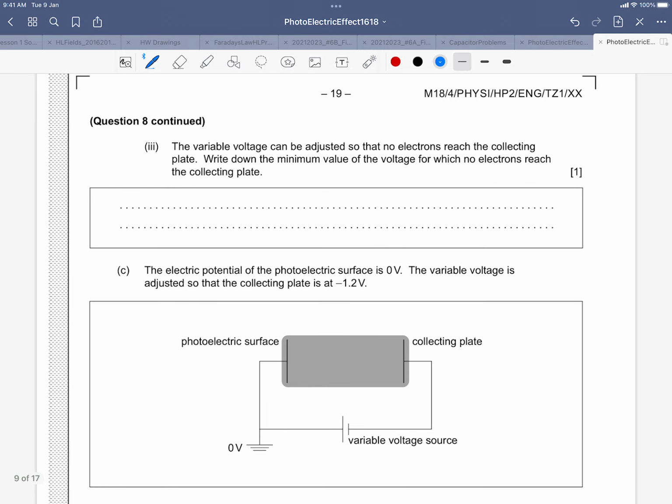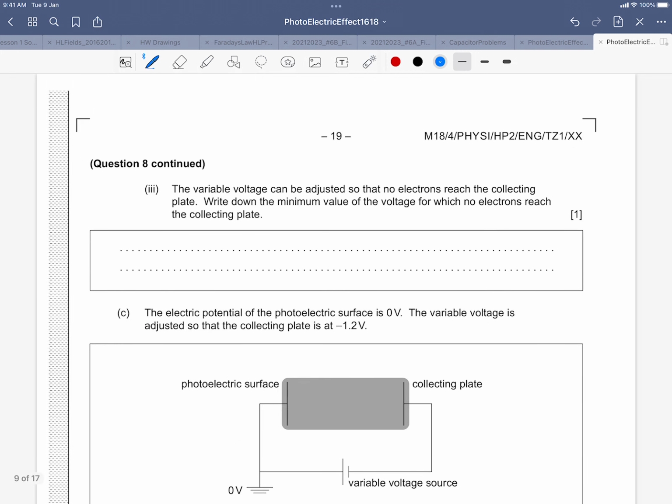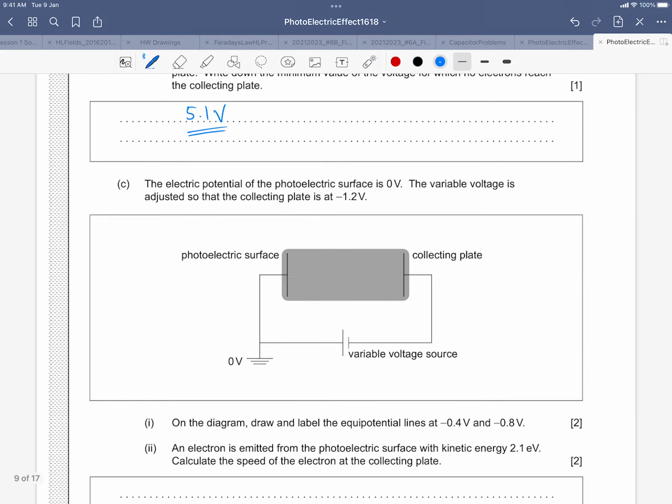Variable voltage can be set so that no electrons reach the collecting plate. Write down the minimum value of the voltage. Yeah, so the minimum voltage, you can see that because the maximum kinetic energy is 5.1 eV, the minimum voltage is 5.1 volts. That is the minimum potential difference we need. So that is the stopping voltage. Electric potential of the photoelectric surface is 0 volts, and then we adjust this so that's minus 1.2. Okay, so that's not enough to stop them all.